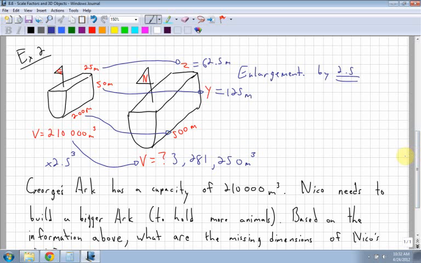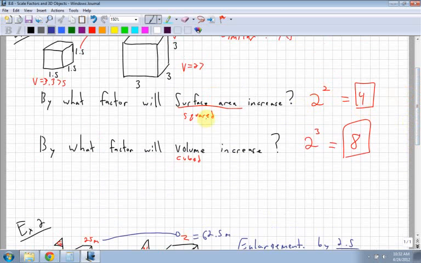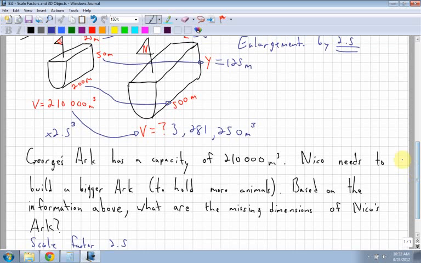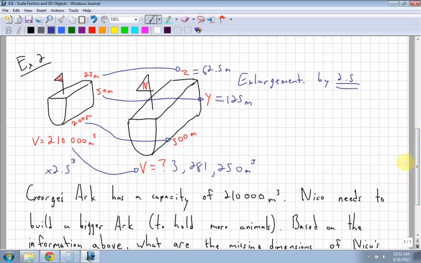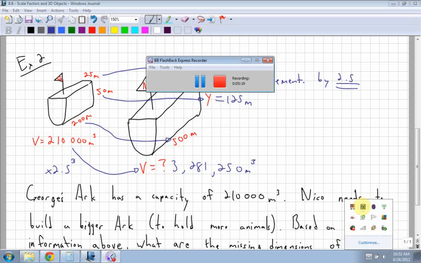So be careful when you're using scale factors. Remember that dimensions are just multiplied by that scale factor. Area is multiplied by the scale factor squared, and volume is multiplied by the scale factor cubed. So you should be able to find missing dimensions and missing values for volume and for area. That's the last chapter. Good luck.